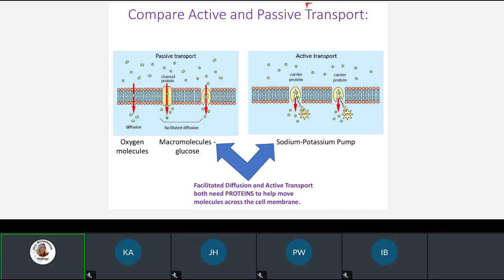Let's look here and compare our active and passive transport. All right. So here in passive transport, we have those protein channels that we talked about in facilitated diffusion. But that's moving from high to low, the natural way of moving things. Over here in active transport, you're pumping from an area of low into an area of high. So this might be a good slide for you to copy or snip if you take notes.